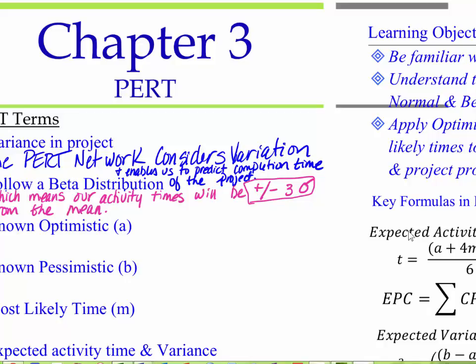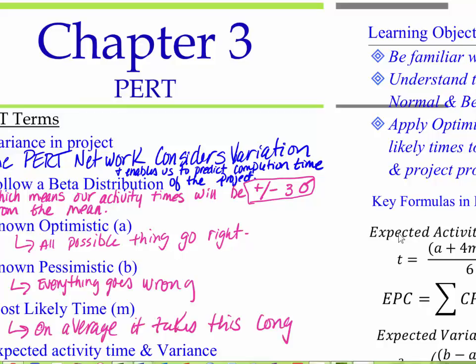Now, in every one of our activities, we're going to know the optimistic, the pessimistic, and the most likely time. So the optimistic time is the time that if everything goes really well, we're going to have this time. So this is all things go right. And the pessimistic, probably more likely to happen, is when everything goes wrong. And then last is the time that it normally takes, kind of on average, it takes this long. So we have to know these 3 times when we do our PERT diagram.